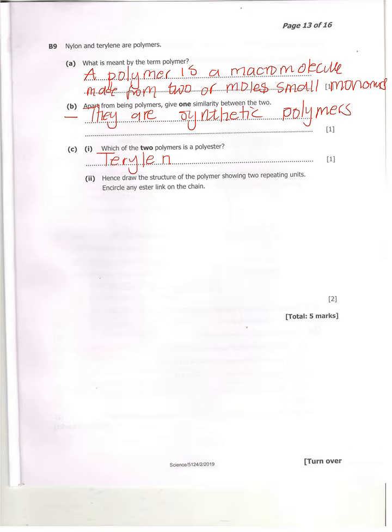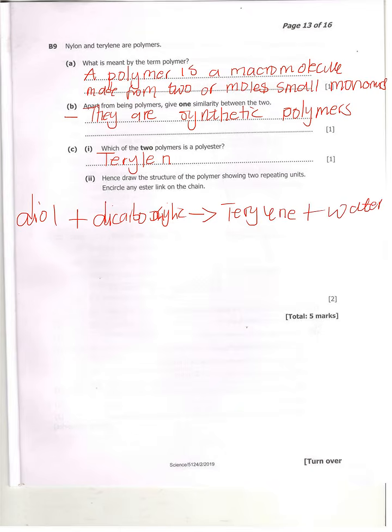Now, Roman numeral 2: draw the structure of the polymer showing 2 repeating units. Encircle any linkage on the chain. So the reaction is between a diol, where di means 2 and ol means alcohol, plus a dicarboxylic acid, which gives terylene plus water. Remember, the formation of nylon and terylene produces water as well.